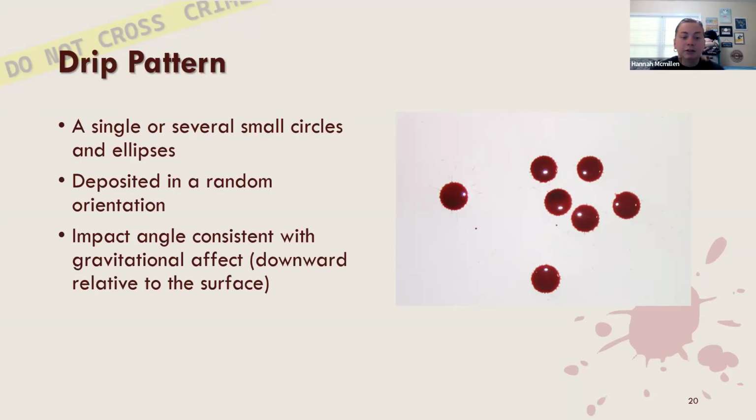So here the impact angle is again consistent with gravitational effect downward to the relative surface. If I'm standing, again, I'm going to be dripping straight down in that one area, and it's just going to be random wherever my hand was at that point in time, if, again, I cut my arm and I was bleeding from there.